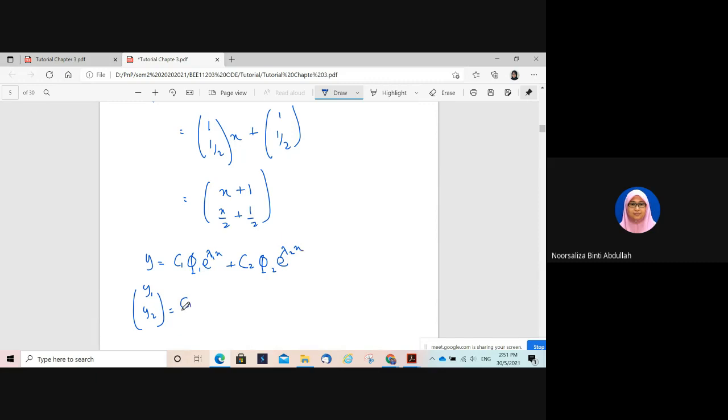So now we have y1, y2 equals to C1 times this one, which is 1/2, exponent minus 5x, and then plus C2 times this one, which is x plus 1, x/2 plus 1/2, exponent minus 5x.